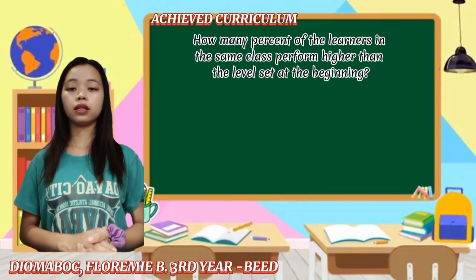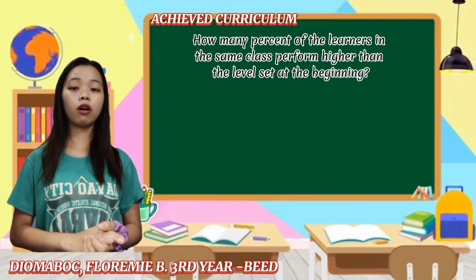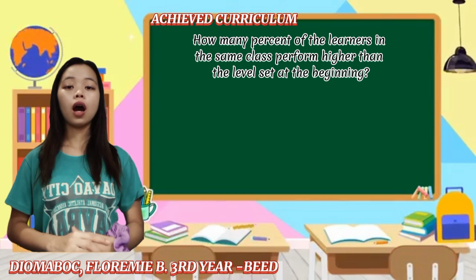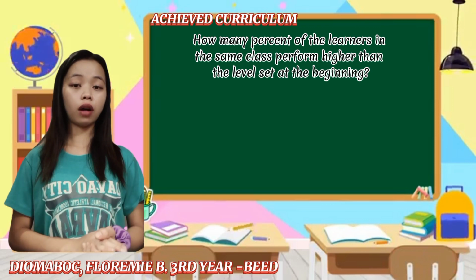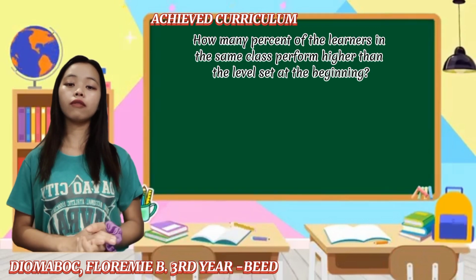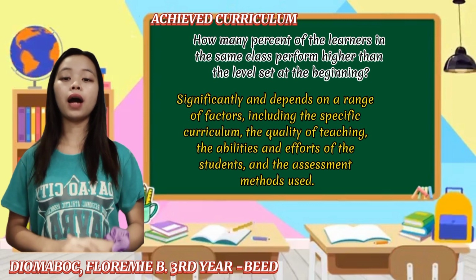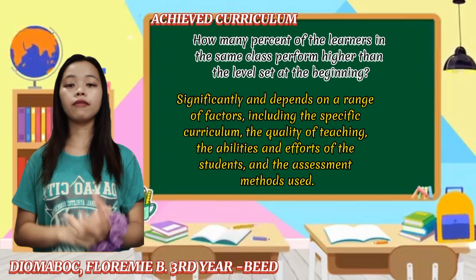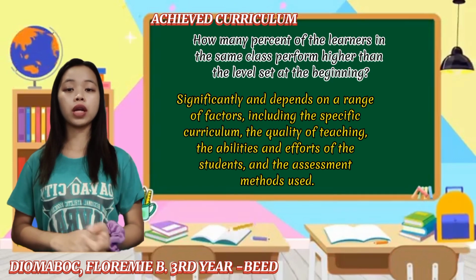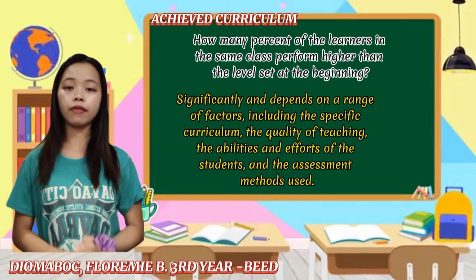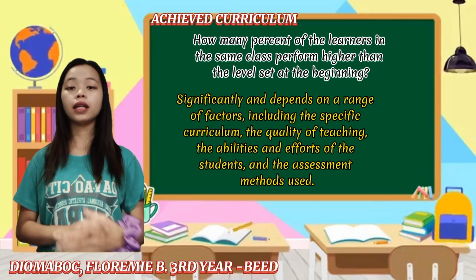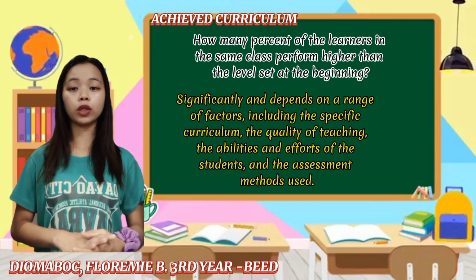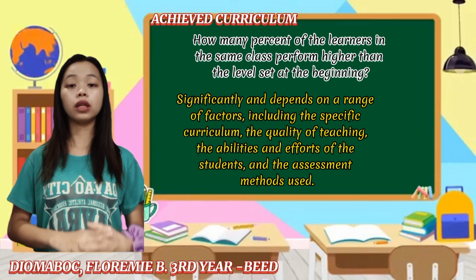The fourth question is, how many percent of the learners in the same class perform higher than the level set at the beginning? The percentage of learners in a class who perform higher than the level set at the beginning can vary significantly and depends on a range of factors, including the specific curriculum, the quality of teaching, the abilities and efforts of the students, and the assessment method used.